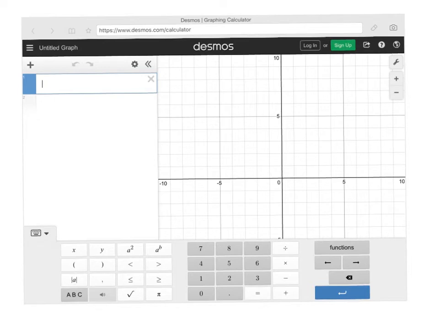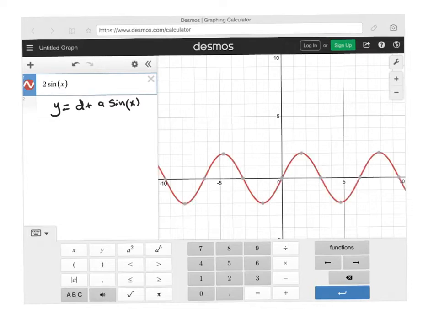In the last lesson, we learned about the graph of sine and cosine. Now we're going to expand on that a little bit and take a look at what the graph of y equals d plus a times the sine of x looks like. Let's start by adding in a number a, in other words, multiplying the sine of x by some constant. So let's start by multiplying it by 2.